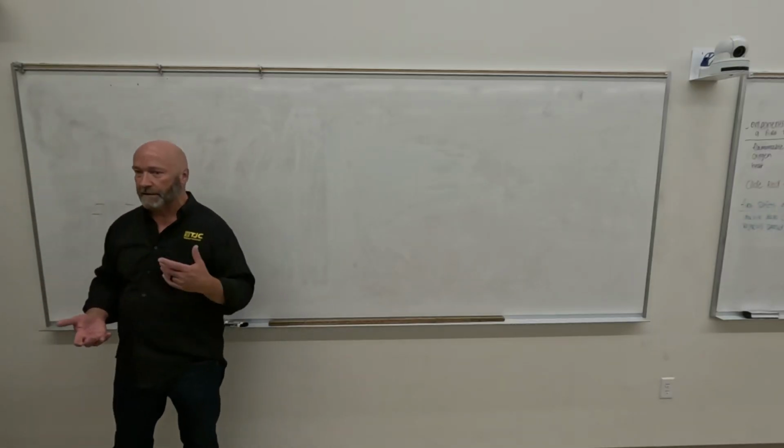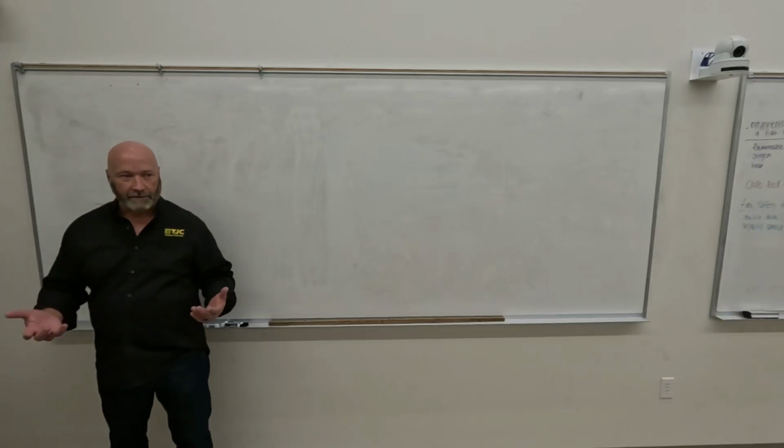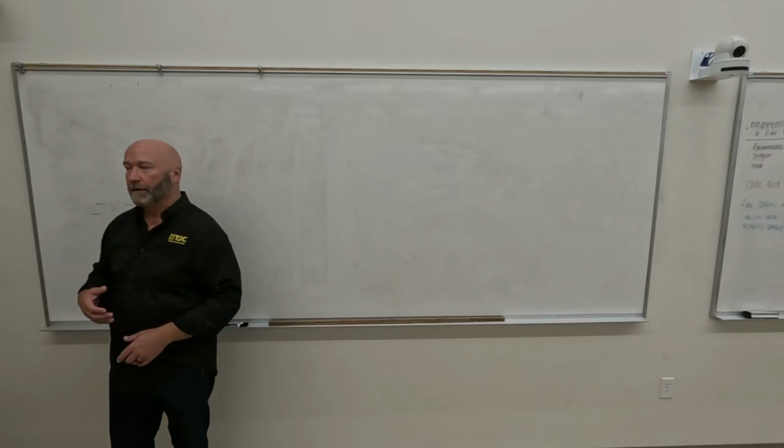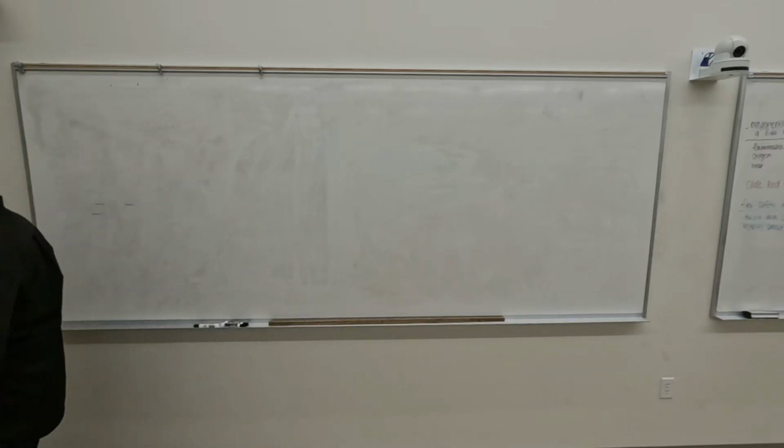So potential energy is the energy of position. It's stored energy. It's the ability to do work by virtue of where it's at, right? Kinetic energy is the energy of motion. So our potential is released, and we have motion.